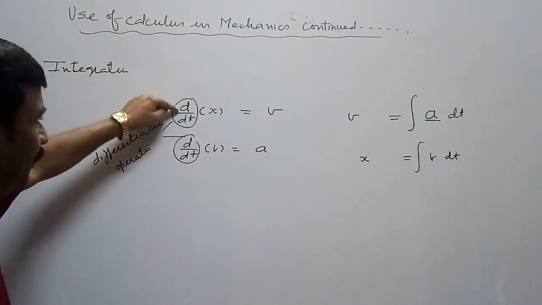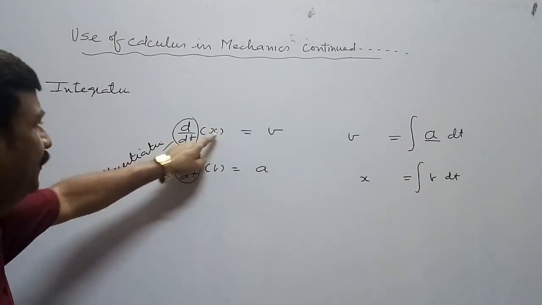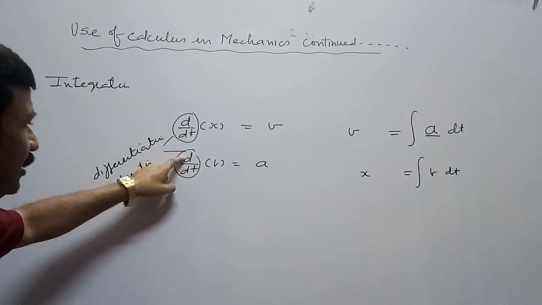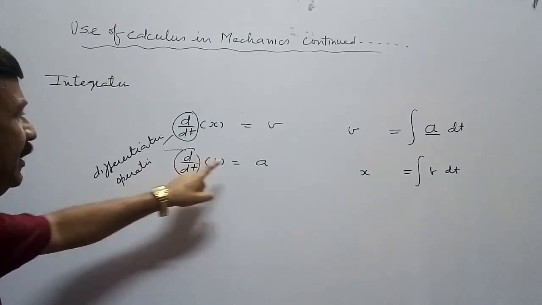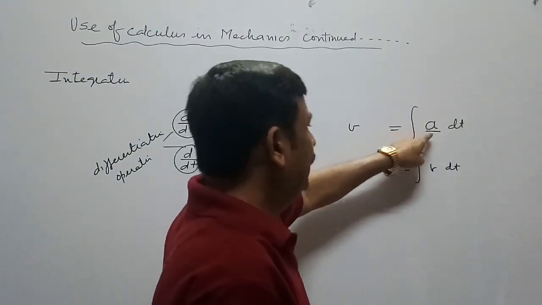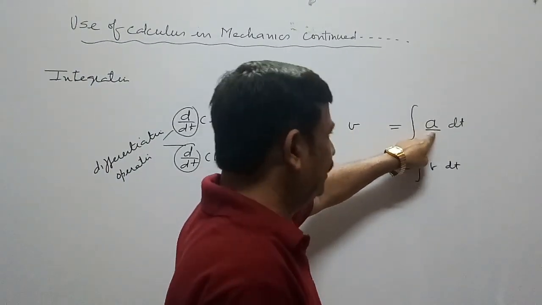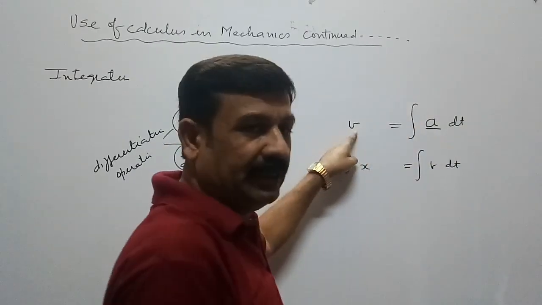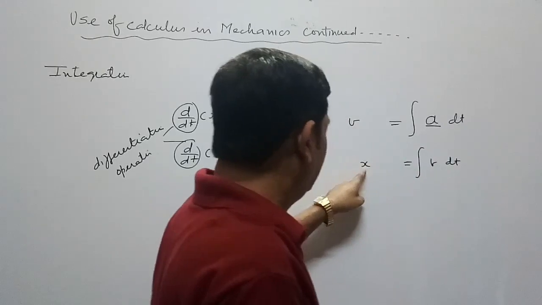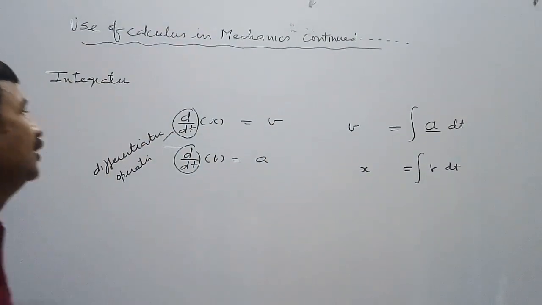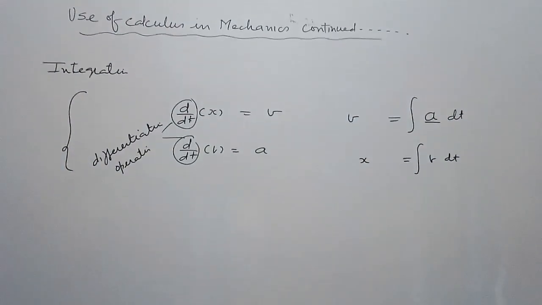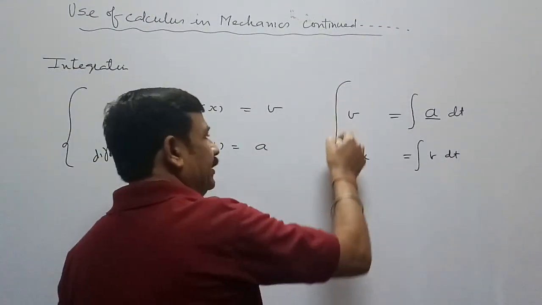This is also known as differentiation of distance with respect to time, meaning velocity, and differentiation of velocity with respect to time, meaning acceleration. This will be written as: integration of acceleration with respect to time will be velocity, and integration of velocity with respect to time will be distance. This we have discussed already in the last video lecture, how we differentiate. Now today we are going to discuss how we integrate.